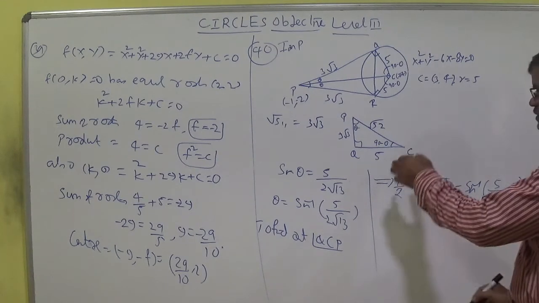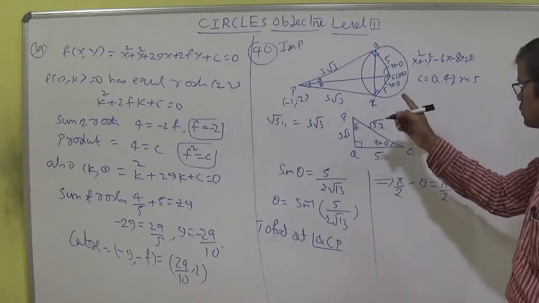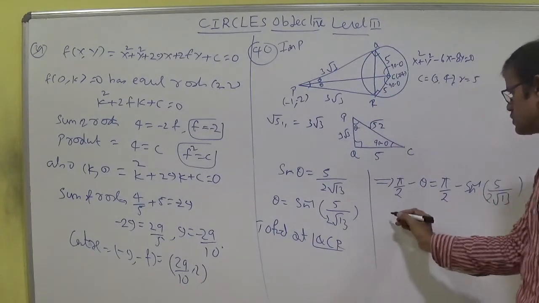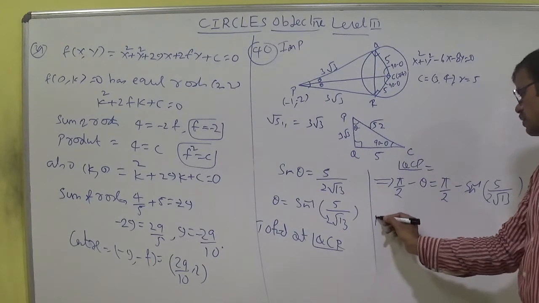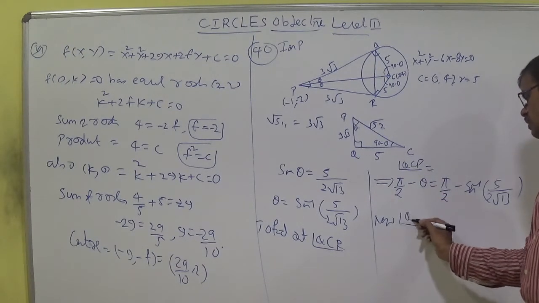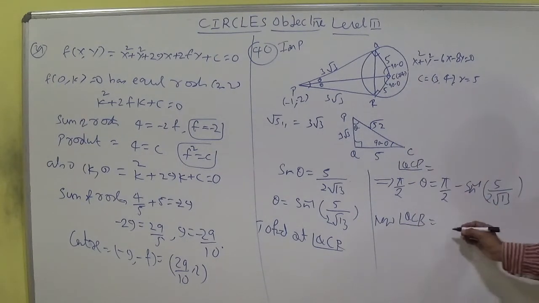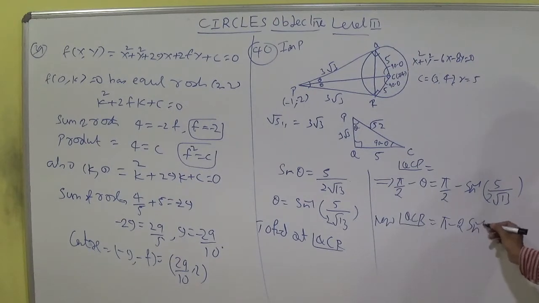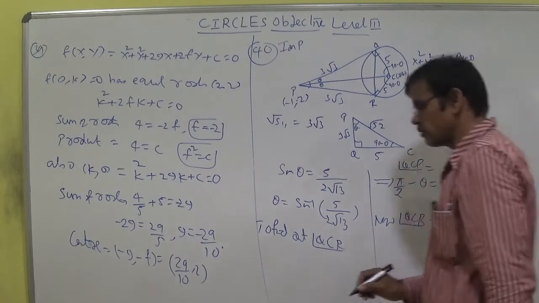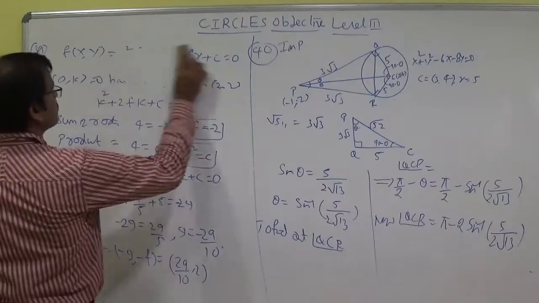So this is only QCP. To find the full angle QCR, this is angle QCP, which is equal to this one. Now I am writing angle QCR, the full angle. Full angle means this is twice: 90 minus theta and 90 minus theta. So 180 minus 2 theta. So you can write here pi minus 2 sin inverse of 5 by 2 root 13. Pi minus 2 sin inverse of 5 by 2 root 13. First option.